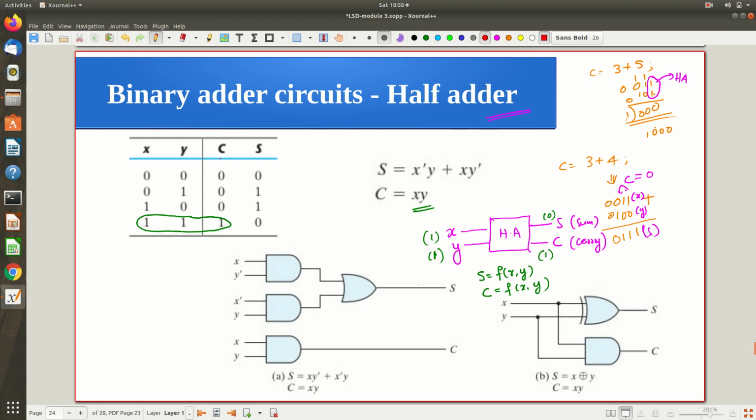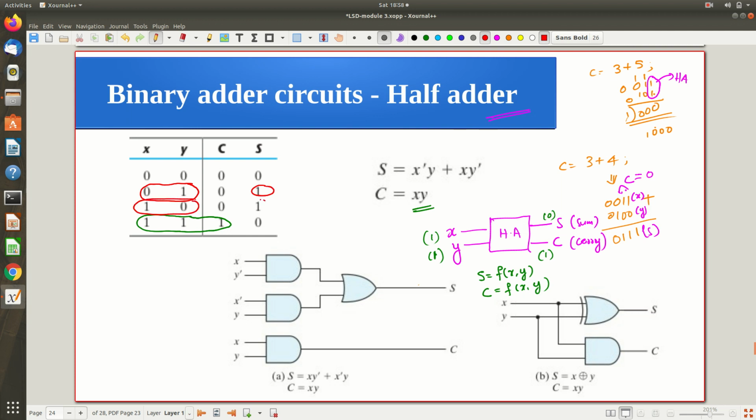Now what about the sum? When you are looking at the sum, look at the sum column alone. Where is this sum giving me a 1? There are two cases. We are trying to write the SOP expression, so here the sum is 1 and here also the sum bit is 1.